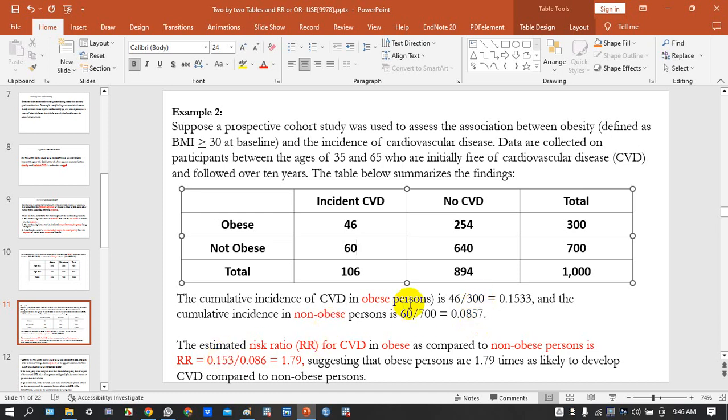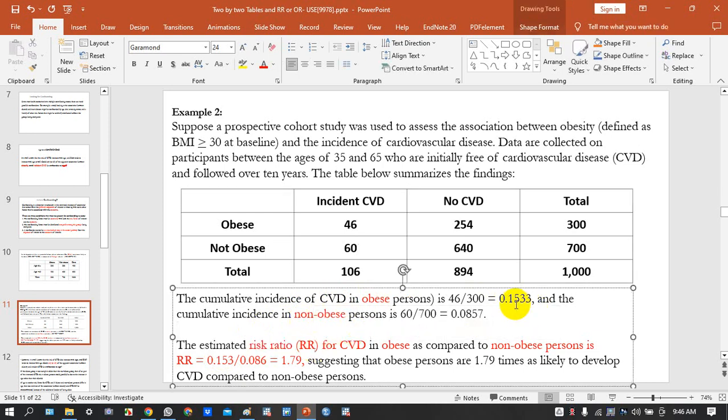Okay, so we calculated the incidence of cardiovascular disease in the obese and that of cardiovascular disease in the non-obese in order to be able to calculate the relative risk. So relative risk is incidence of cardiovascular disease in the obese, which is 0.1533 over incidence of cardiovascular disease in the non-obese, 0.0857. So 0.153 divided by 0.086 is equal to 1.79. So this is the crude odds ratio or crude relative risk, which suggests that obese persons are 1.79 times as likely to develop cardiovascular disease compared to the non-obese.